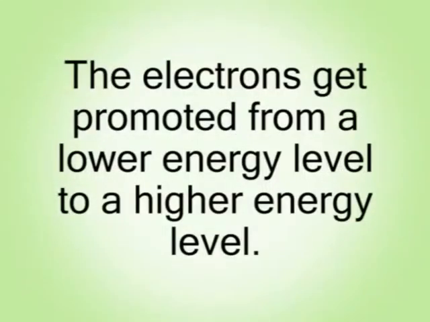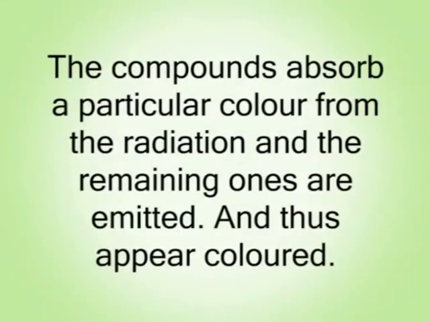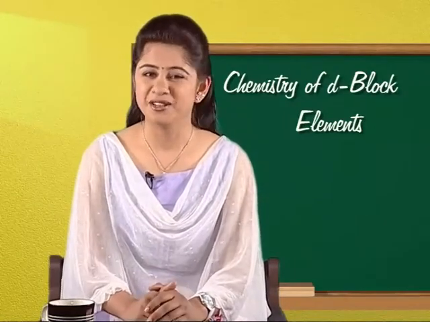The electrons get promoted from a lower energy level to a higher energy level. But this process requires some energy. The radiations of light are absorbed in the visible region. The compounds absorb a particular color from the radiation and the remaining ones are emitted and thus appear colored. Let's take an example to clear the concept.